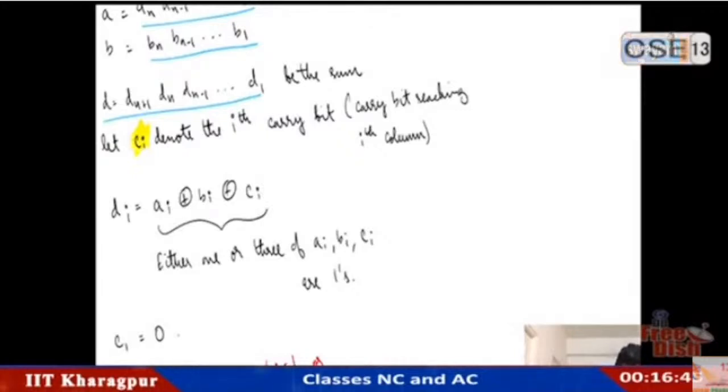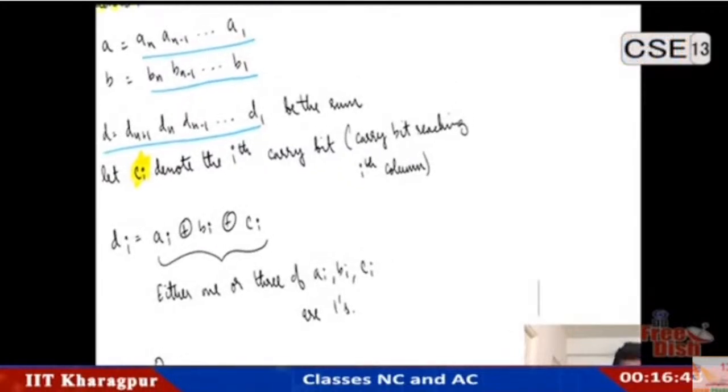So the sum at the ith bit is, you have ai, you have bi, and you have a carry coming up from the previous location, and you need to output the sum. And in fact, the sum is just a parity function on these three quantities, on ai, bi, and ci. Right? So the sum is merely a parity of these three quantities.